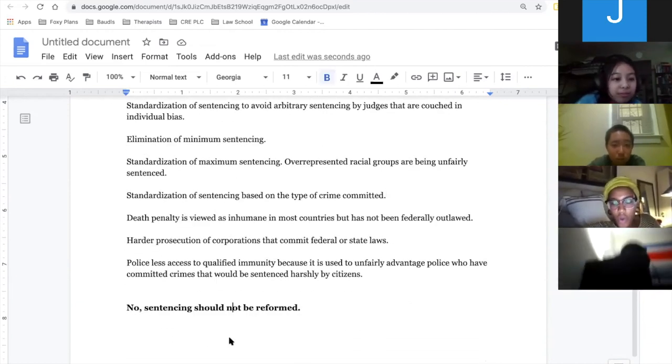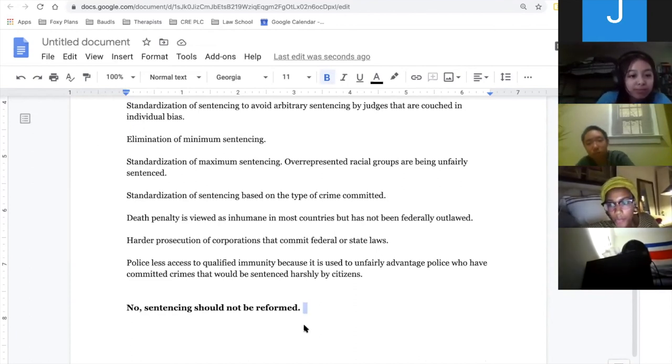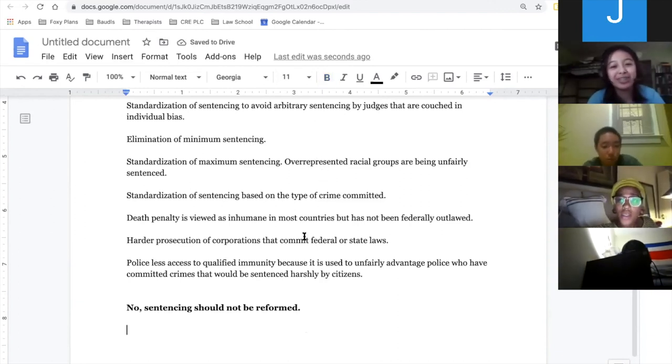Do we have any suggestions on why sentencing might not need to be reformed? Don't feel sorry if you have something. Go ahead. Kind of off topic, but on topic, does abolition go under reform, or is it something completely different?